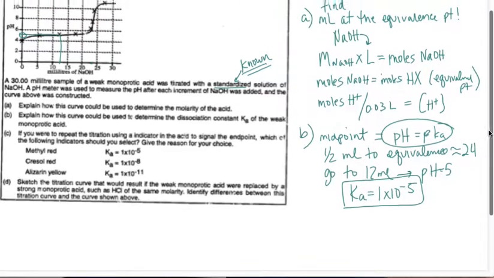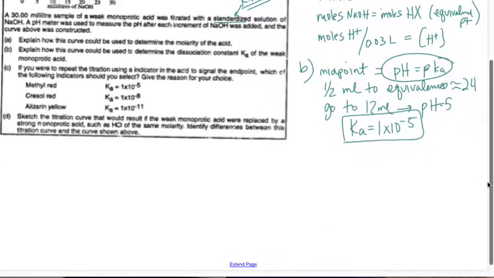So the question didn't ask to find it. The question asked to explain how to do it. But by finding it, you're explaining how you do it. Okay? So 10 to the negative 5 will give you your Ka. Okay, part C.